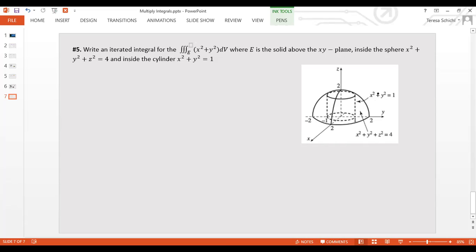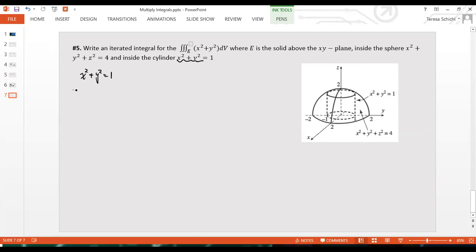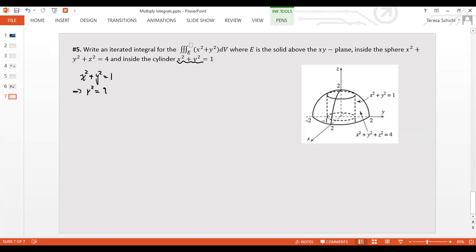All right. Okay, so now let's take a look here. First, the cylinder is x squared plus y squared equal to 1. So I know this is r squared equal to 1, see here, okay? And also this sphere is x squared plus y squared plus z squared equal to 4. So I will have what? I will have r squared plus z squared equal to 4, okay? Correct? Okay, so now we can integrate here, right?